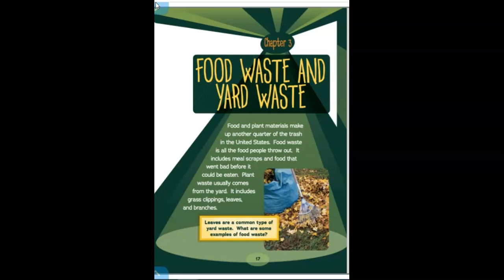Okay. So Chapter 3, food waste and yard waste. Food and plant materials make up another quarter of the trash in the United States. Food waste is all of the food people throw out. It includes meal scraps and food that went bad before it could be eaten. Plant waste usually comes from the yard. It includes grass clippings, leaves, and branches.